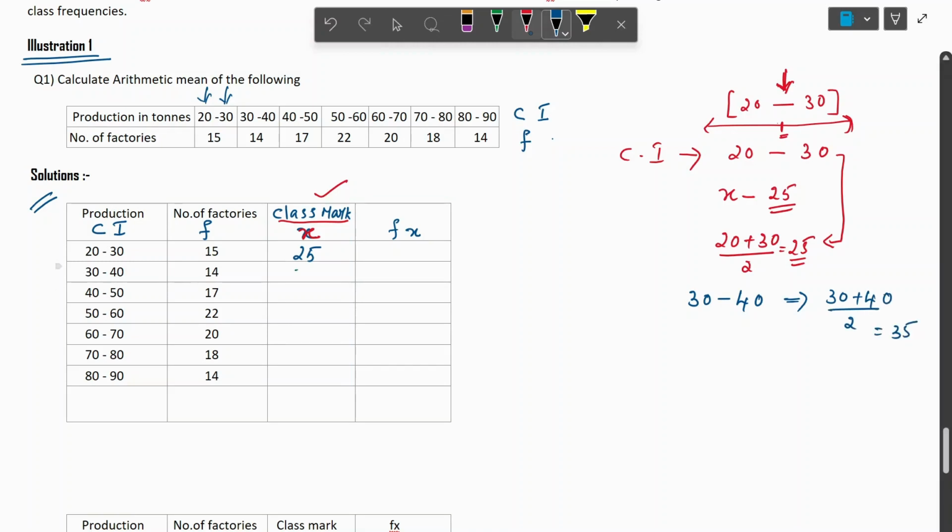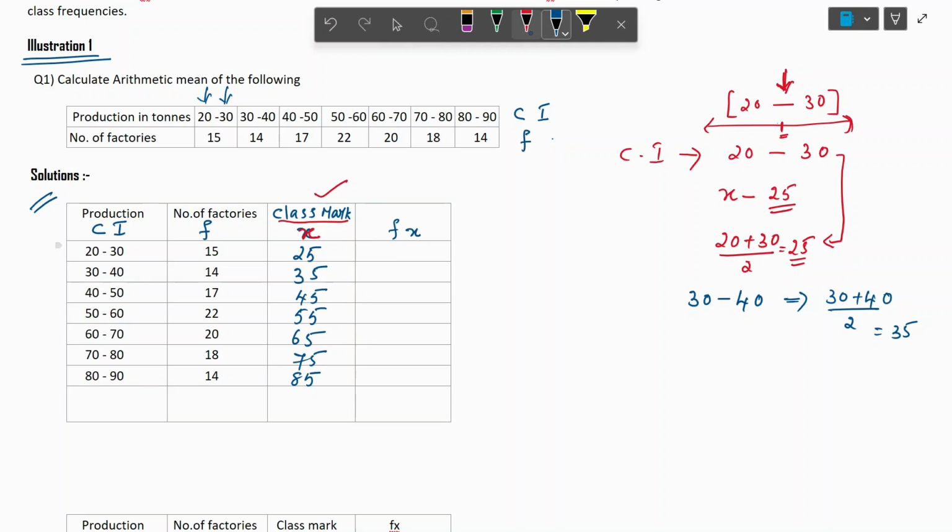Now for you, automatically you can write all the values. 20 to 30, 25. 30 to 40, 35. Therefore, what is going to be 40 to 50? 45, 55. Next value. Next is 65, 75, 85. Therefore, here we are creating a new column, that is x. X is actually what? Class mark. Class mark is the midpoint of a corresponding class interval.